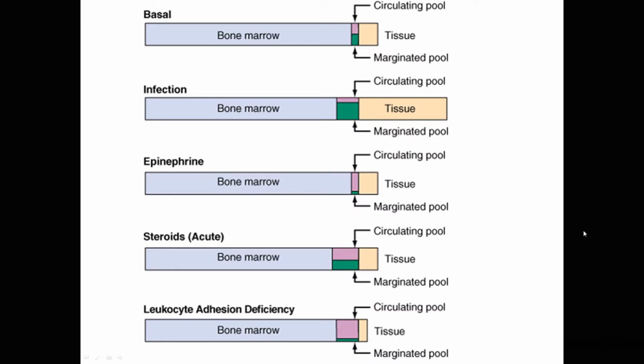This slide illustrates the normal distribution of leukocytes in the body: in the bone marrow, in the tissues, the marginated pool, which is the amount of leukocytes crossing boundaries between these compartments, and of course the circulating pool, the counts in the blood.